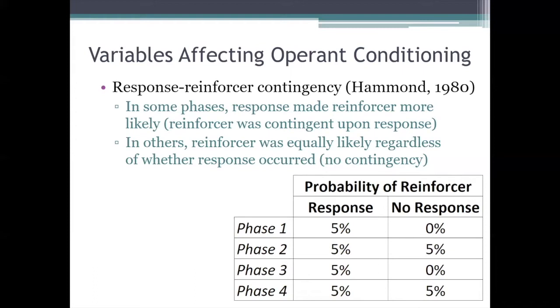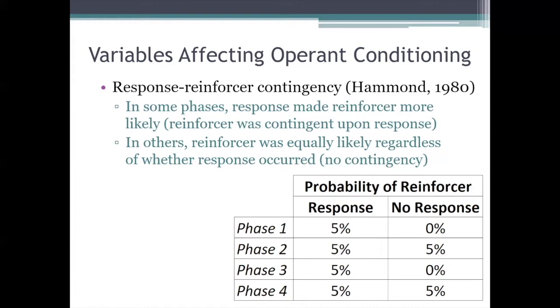Okay, so each phase is divided up into a series of 1 second intervals. During each interval, the animal is either going to perform that response, they're either going to press that bar, or they're not going to perform it. So, for the sake of simplicity, if a rat did press the bar during a certain interval, then I'll call that a response interval. And if they didn't press the bar during a certain interval, then I'll call that a no response interval.